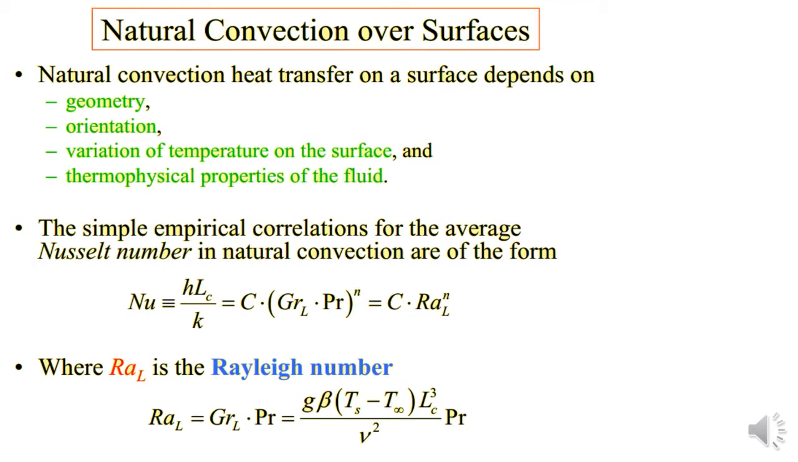And this equation is also equal to C times Grashof number times Prandtl number, with both Grashof and Prandtl number to the power of n. Here C and n are constant parameters, and this equation we can further simplify to be C times Ra_L to the power of n, where Ra_L is the Rayleigh number, which I show you in this slide at the bottom. We have Grashof number times Prandtl number equal to this equation.